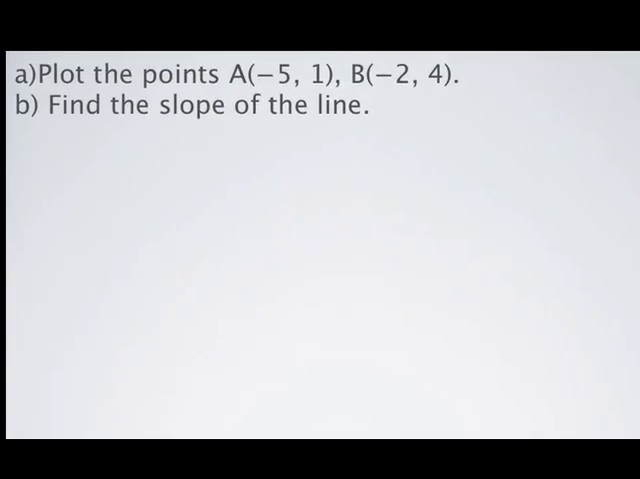Go ahead and try this yourself. Plot the points A (-5, 1) and B (-2, 4). Then when you're finished, go ahead and find the slope of the line. Once you're done, come back to see if your solution is the same as ours.